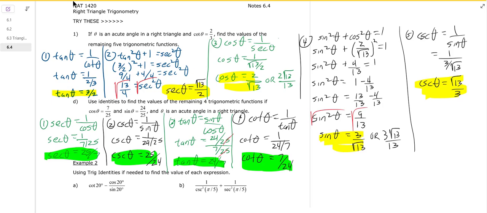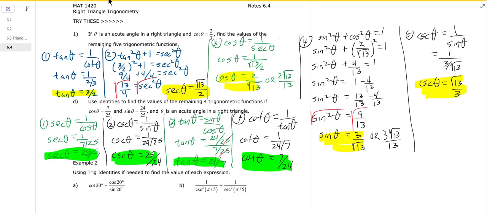Okay, the second one's probably a little easier, I think, in my mind. The secant's the reciprocal of the cosine. So the secant should be 25 over 7. The cosecant is the reciprocal of the sine, so it's 25 over 24.